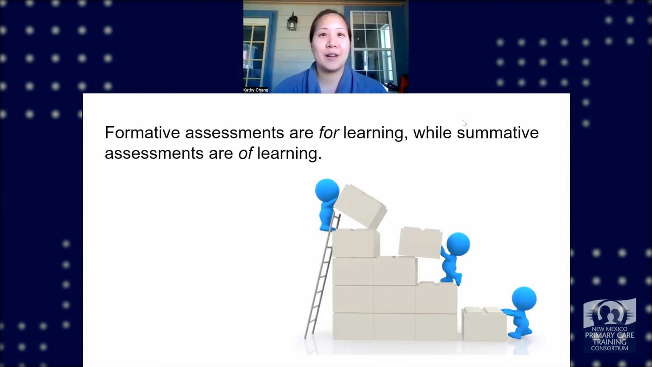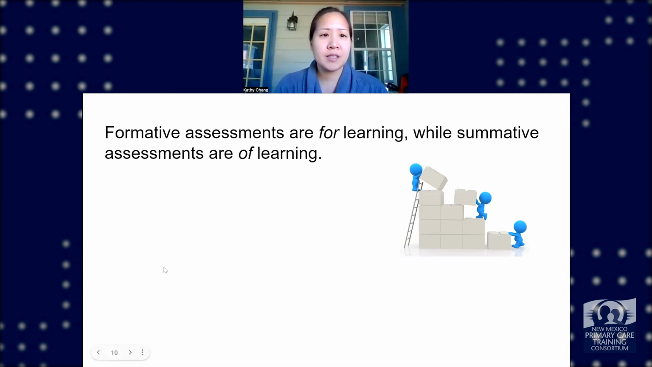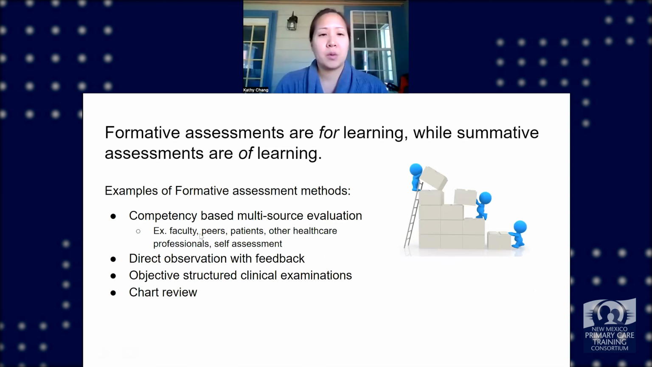So then the idea that formative compared to summative, right? So formative assessments are for learning, while summative assessments are of learning, right? And so the idea being that you have all these little building blocks and you're putting them together. But the key is that each of these is a block in itself to help the learner learn, right? And so what are examples of those? We're talking about using the competencies in having evaluations, but they might be from different sources. So whether it's faculty doing it, or peers, patients, other healthcare that we're working with, or even the residents doing a self-assessment. So all those things matter as we're helping them learn, right?